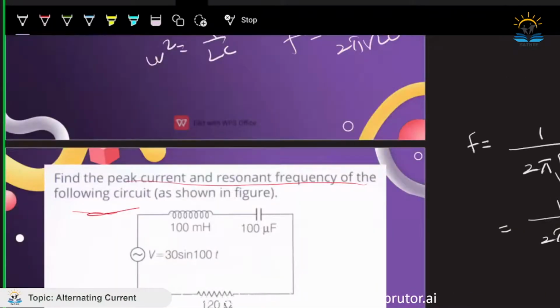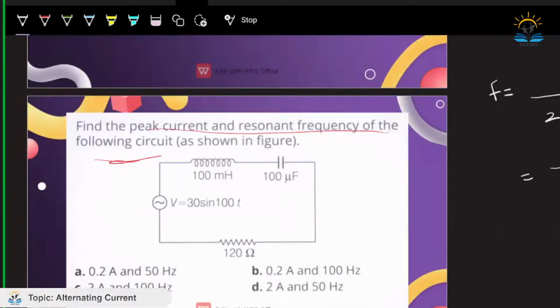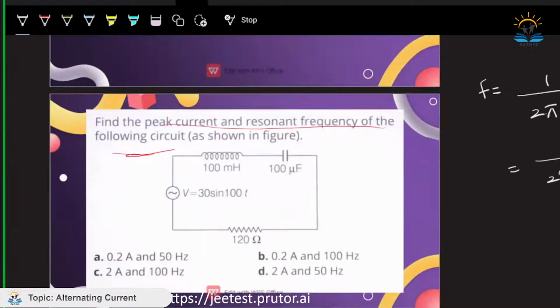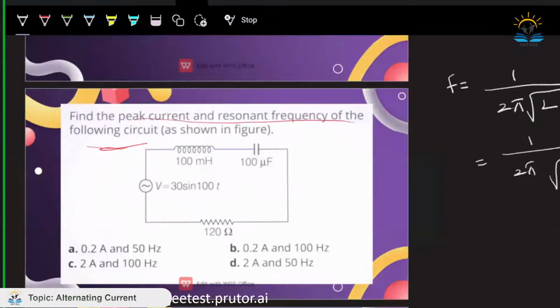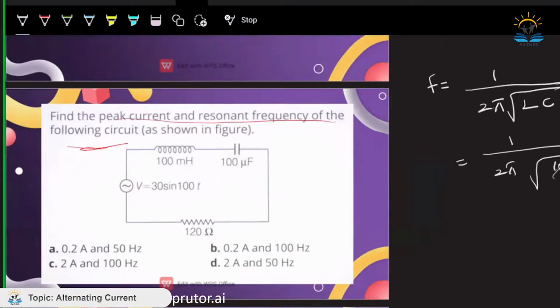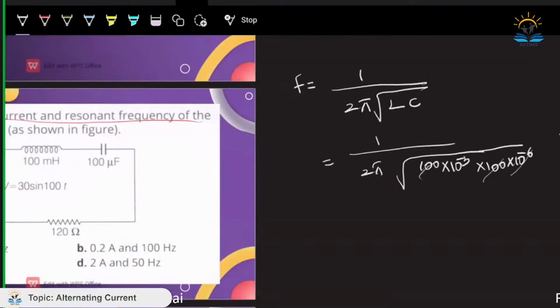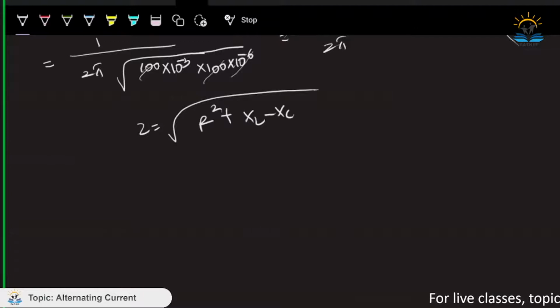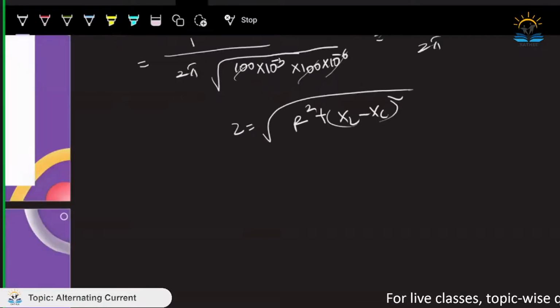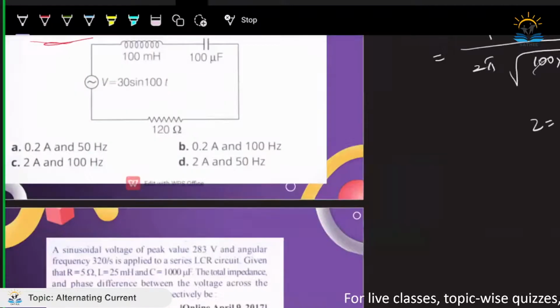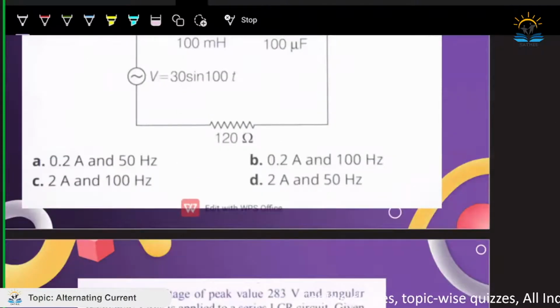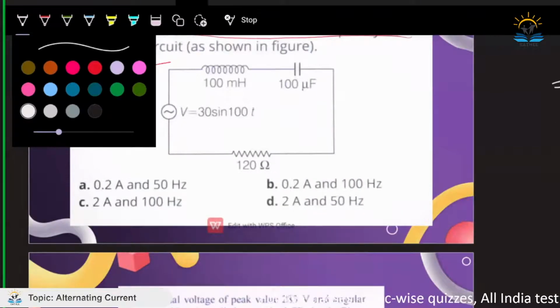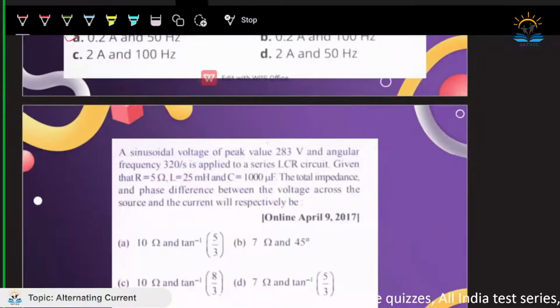So option A and D. Next, we have to find the peak current. The question is not saying peak current at resonant frequency, so we have to find peak current in another way. First, we have to find impedance. How do we find impedance? That is equal to root of R square plus XL minus XC whole square. If we do that, we are getting option A. So which option is correct? Option A. Okay. Yeah. This is the next question.